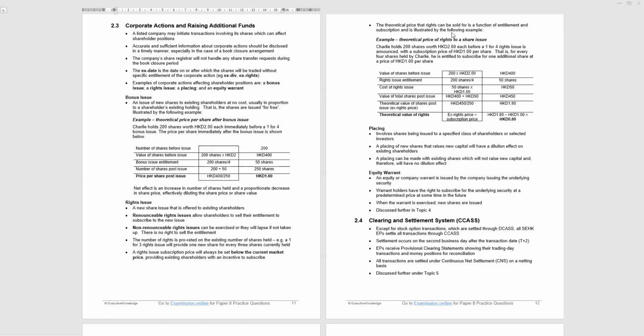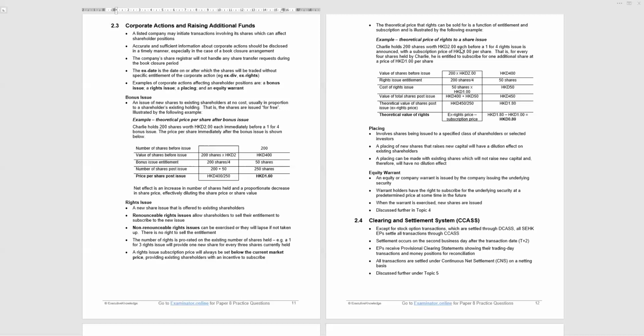Now, if the rights are renounceable, back to page 11, just under rights issue, a renounceable rights issue allows shareholders to sell their entitlement to subscribe. So you could sell your entitlement to the rights issue for 80 cents per share.